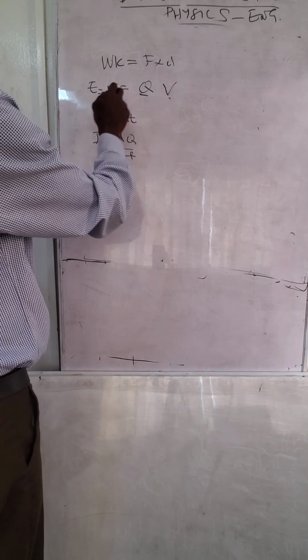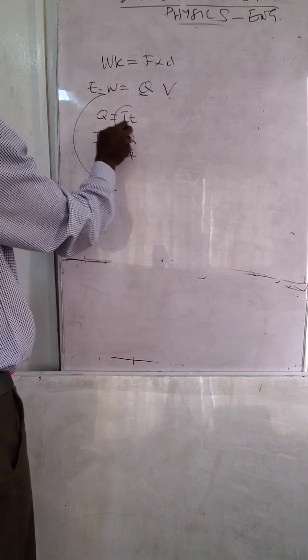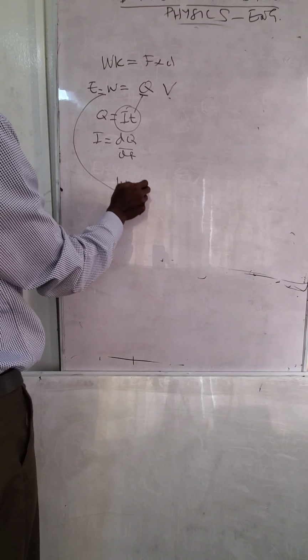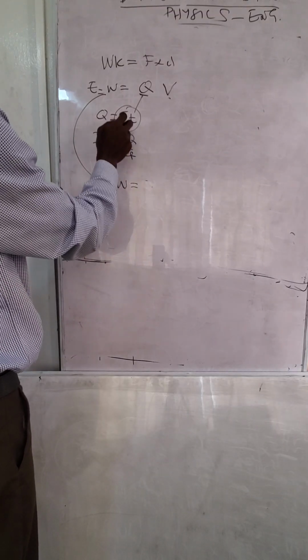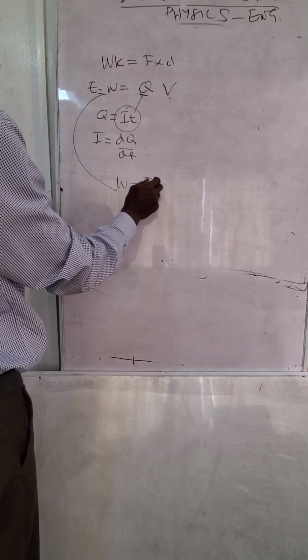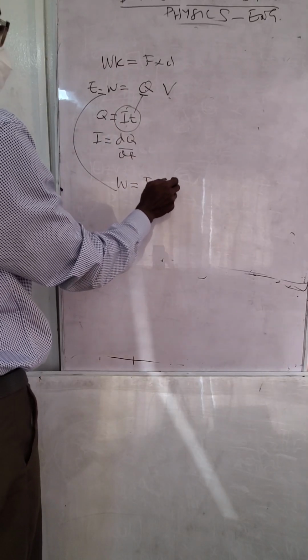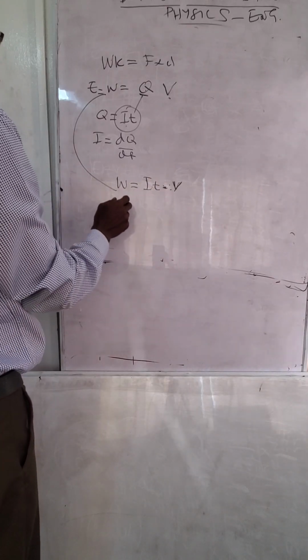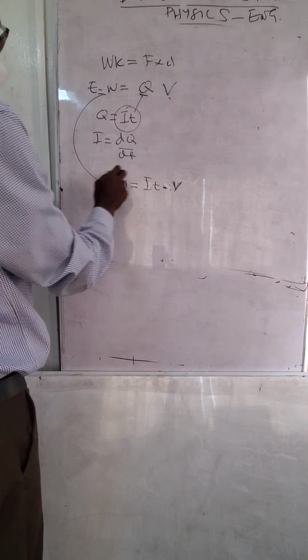Now this would mean that W, or work done, is equal to Q, substituting this one in place of Q: current times time times V. Okay? Right. So this is the work done.